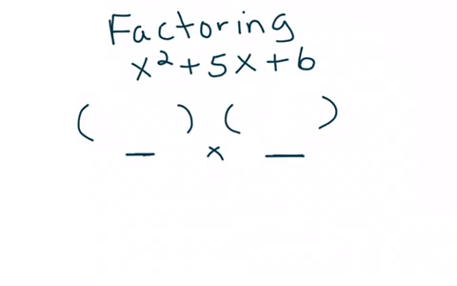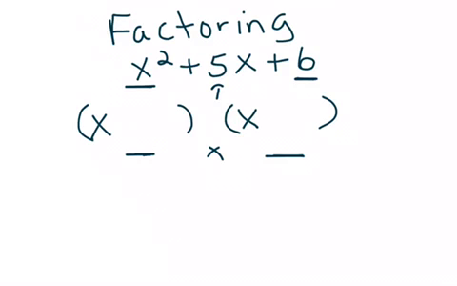The first thing I do is I look at my first term. My first term is x. I say to myself, what times what equals x squared? Well, it's x times x. All right, so now for the first part, I have my first term. The next thing I do is I look at my last term, and I say, what are the factors of 6 that add up to 5?